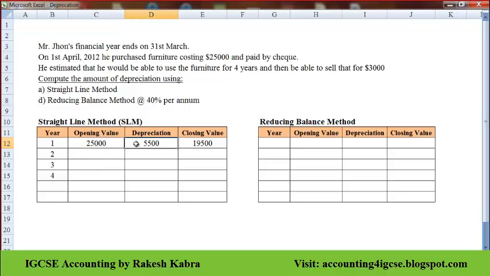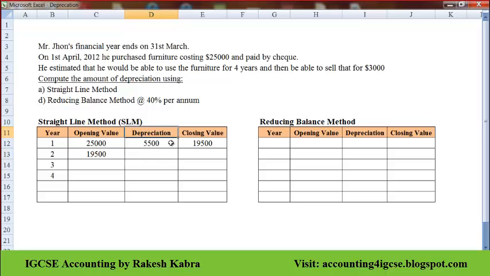And during the year we will depreciate the furniture with how much amount? Over 5,500. So after depreciating, what will be the closing value? 19,500. Excellent. This closing value will be the opening value for the second year. Agree? Now as we are using straight line method here, isn't it?